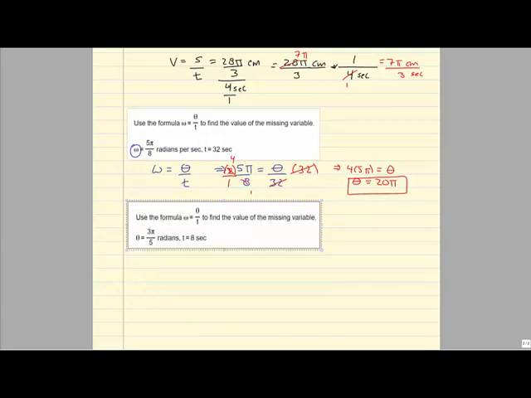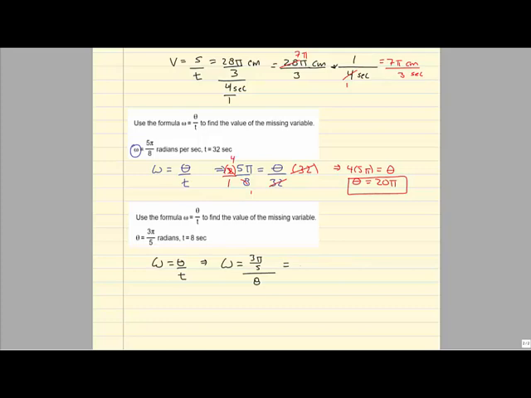Okay, so for this one we're still using that same formula, omega equals theta over t. But our given information here is different. Here we don't know omega. We do know theta, 3 pi over 5, and t is 8 seconds. So we need to figure out how to work with these fractions. So again, when you divide by a fraction, you multiply by the reciprocal.